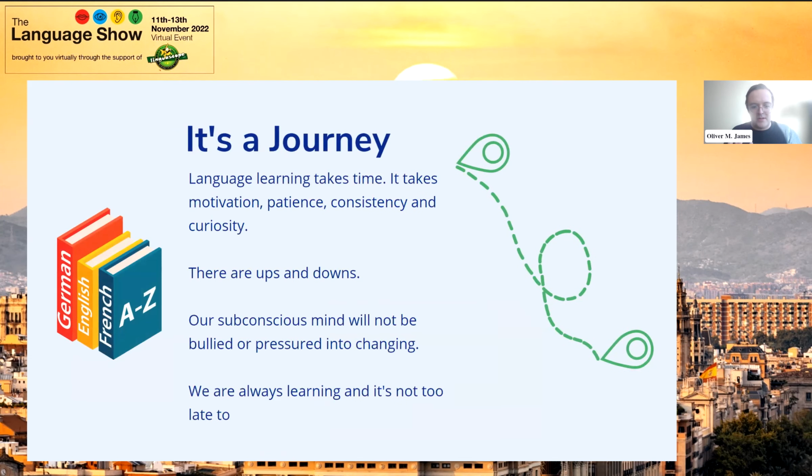So language learning is really a journey. And it's a journey which we begin not always knowing where we're going to end up. So it takes patience, it takes time, it takes consistency and curiosity. It takes a little motivation. And our subconscious, or unconscious or inner mind, is that part of us which is keeping us going throughout the day.